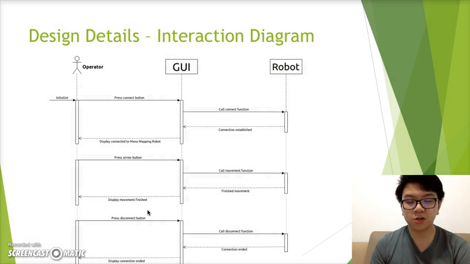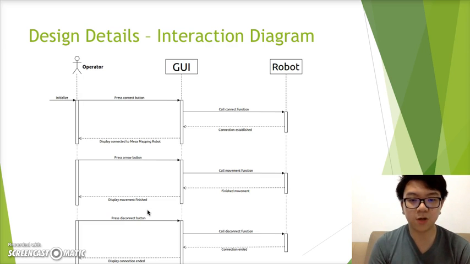Next, we have our interaction diagram. This is a quite simple diagram. It represents our interaction between the operator, the system, and the robot itself. For instance, when the operator clicks on connect button, the GUI system will perform a connect function to the robot, and the robot will respond back with a connection established, and we will display the connected to Mesa robot mapping robot system. And it works the same when they press the arrow button.